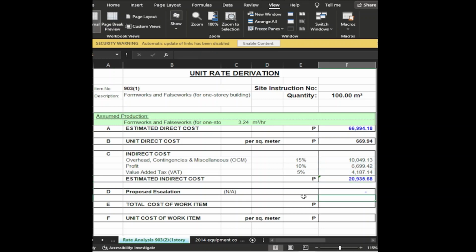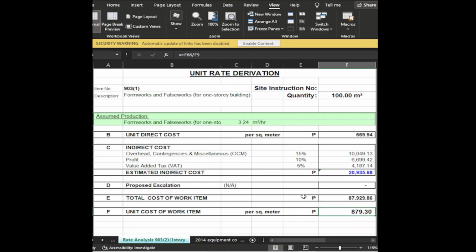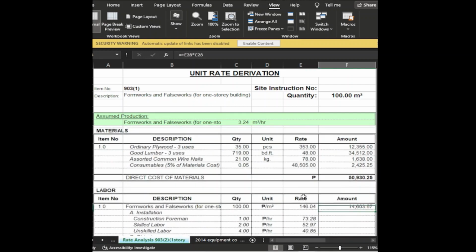So the total again for our work item is the total of, we have escalation, we will put that one here, then adding the indirect cost plus the direct cost. So the total is 87,000 for our total cost of work items for 100 square meter of formworks. So the unit cost of work item per square meter is divided by this 100. It is 879.3.